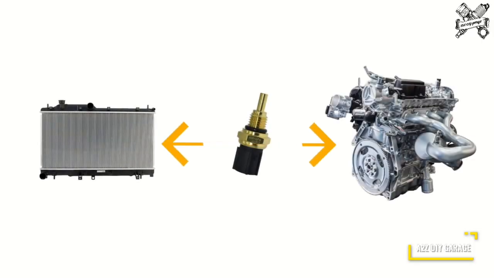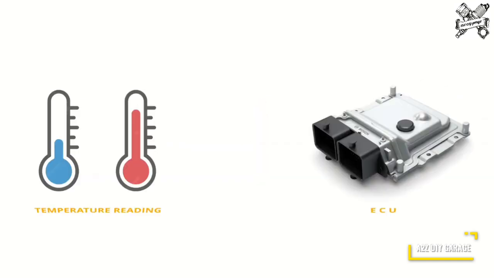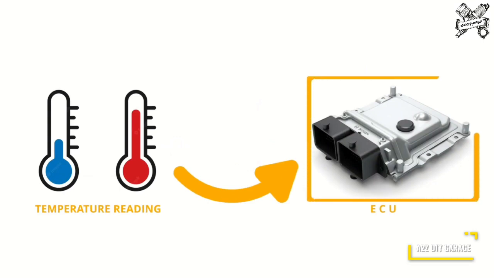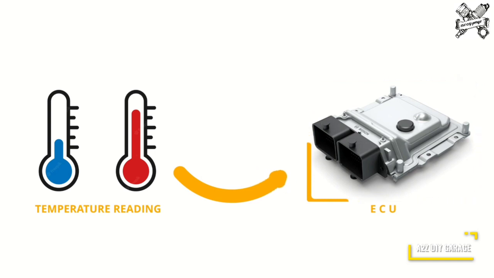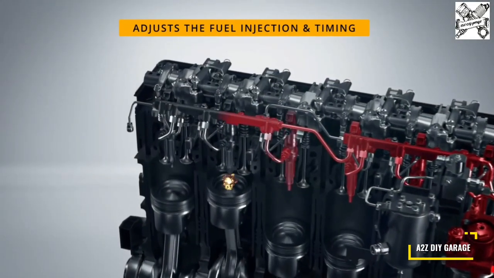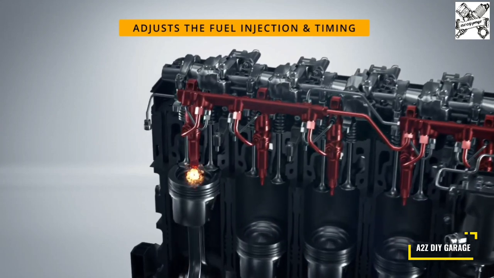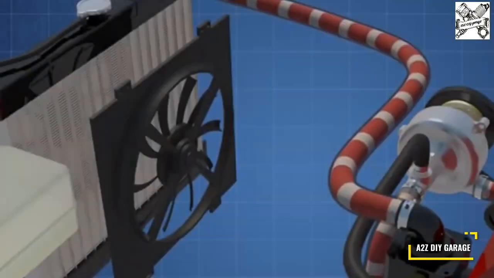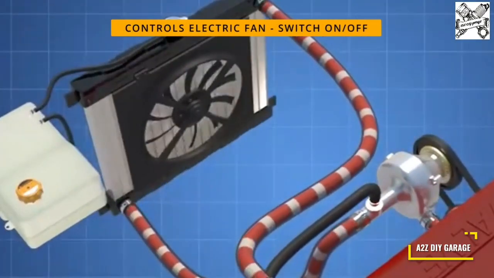The coolant temperature sensor is located in between the engine and radiator passages. This coolant temperature sensor monitors the temperature of the liquid coolant and sends the signal to the ECU. The ECU uses this reading to calculate the coolant temperature, and from there, it adjusts the fuel injection and ignition timing, and controls when the electric cooling fan is switched on and off.